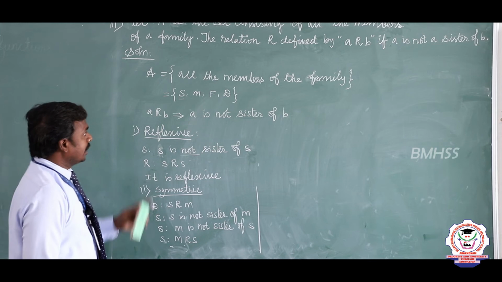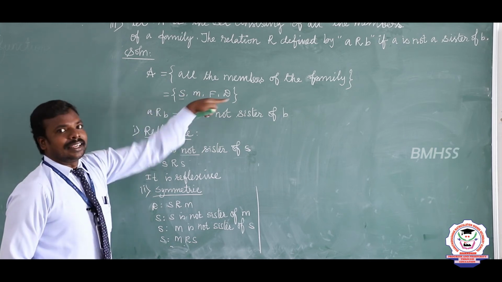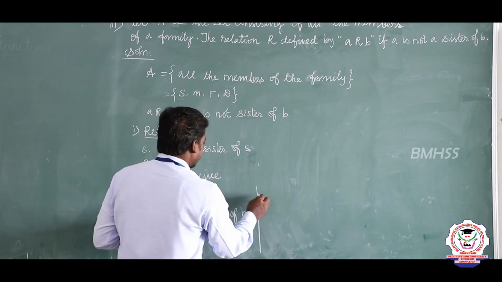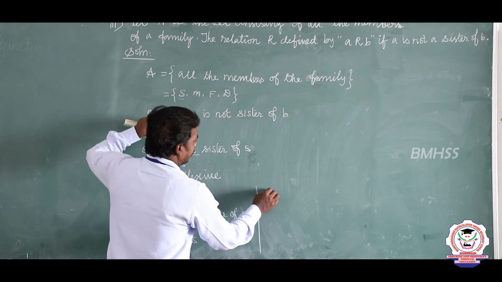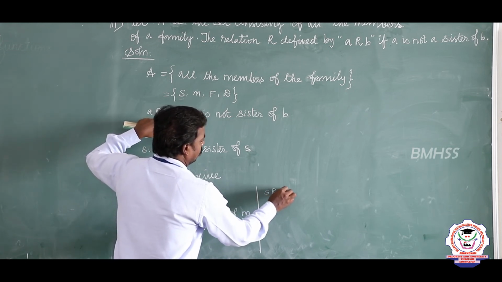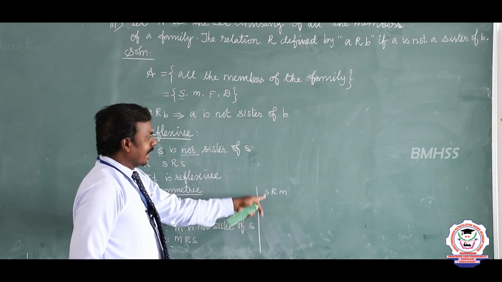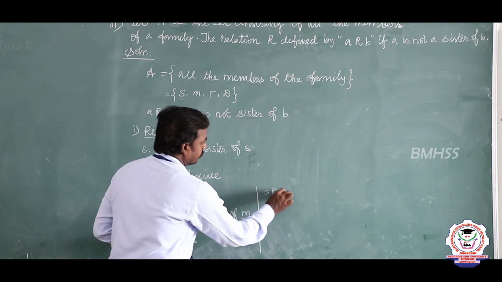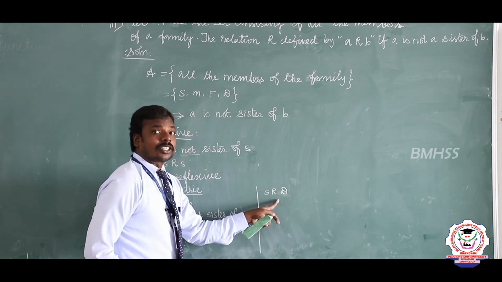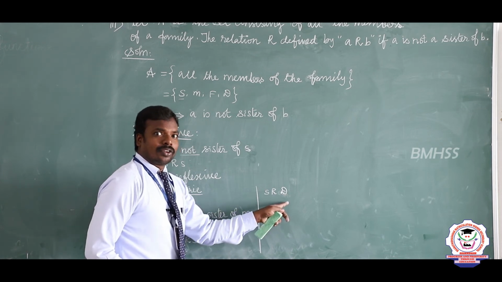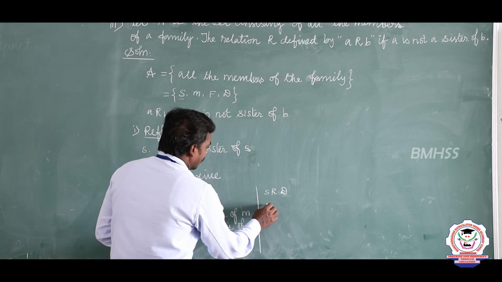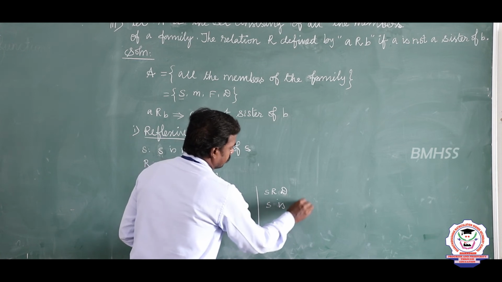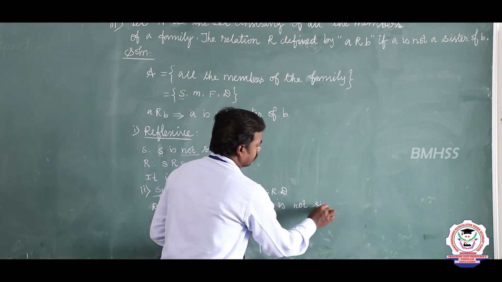Suppose I am going to consider two elements S and D, son and daughter. Now I am going to check son and daughter. In the same condition, first relation, son S is related to D. So how can you write that? Son is not sister of daughter, he is brother. Do you understand? From this, the statement son S is not sister of D.